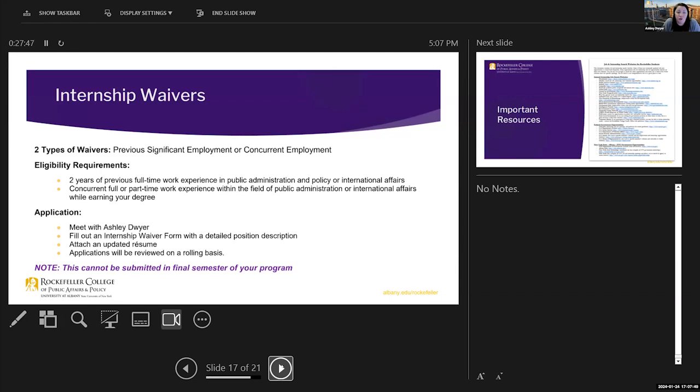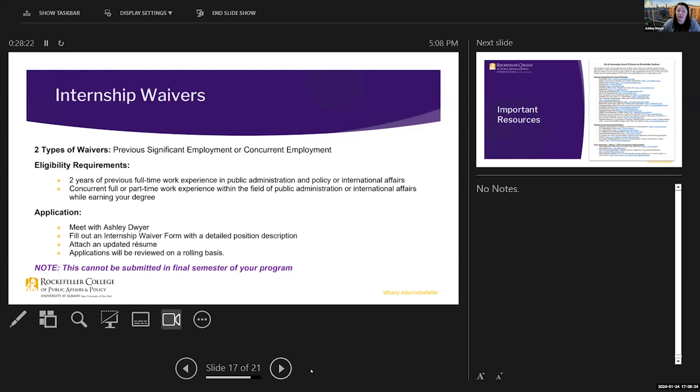So with the application, you should fill out the waiver form with a very detailed position description, attach an updated resume with your current role, and meet with me to discuss it. I typically meet with most students, unless it's very blatantly obvious that it's relevant, but I typically meet with most students to discuss it regardless. And applications are typically reviewed on a rolling basis, so be patient in the process. We're reviewing them and we will get back to you in a shorter period of time, hopefully within the semester.